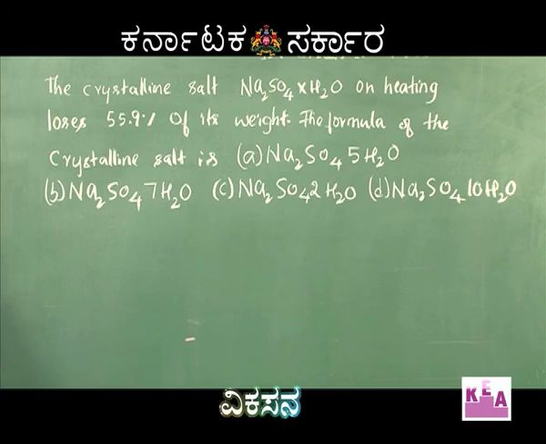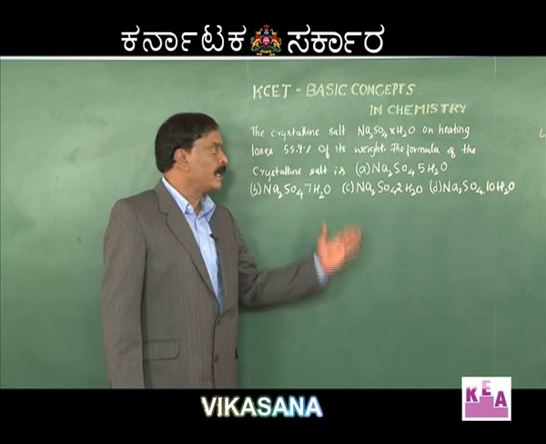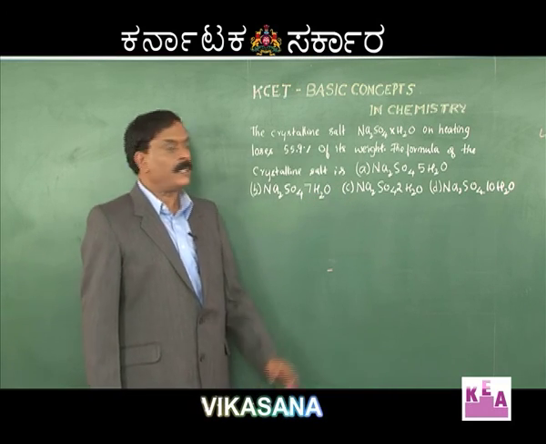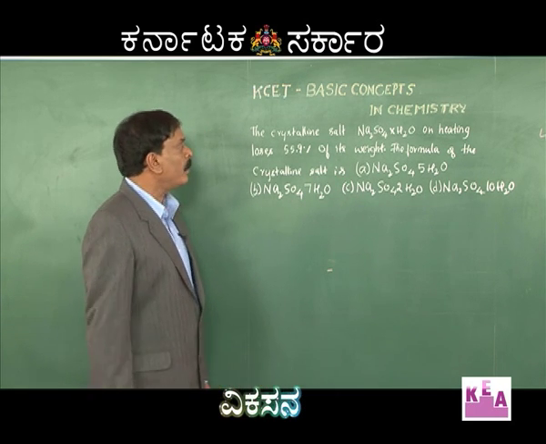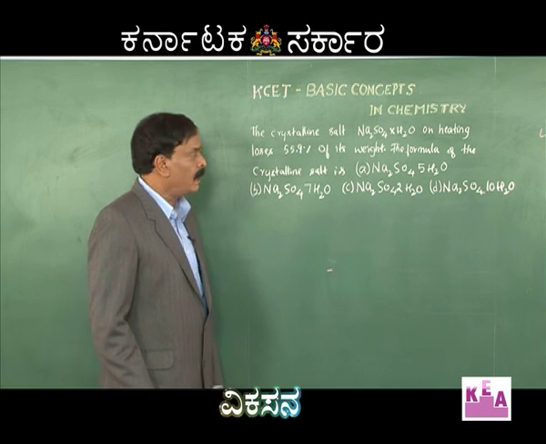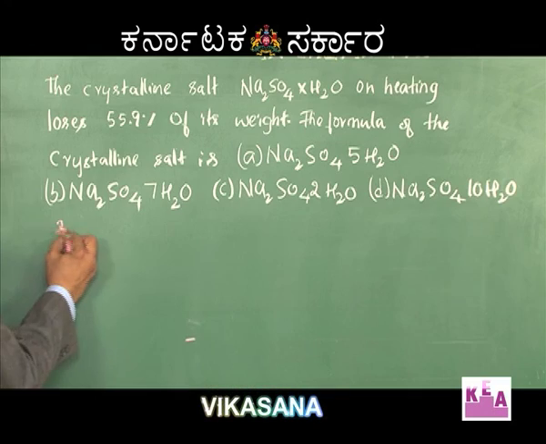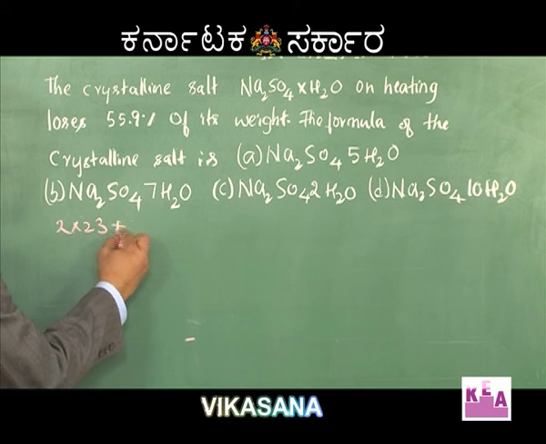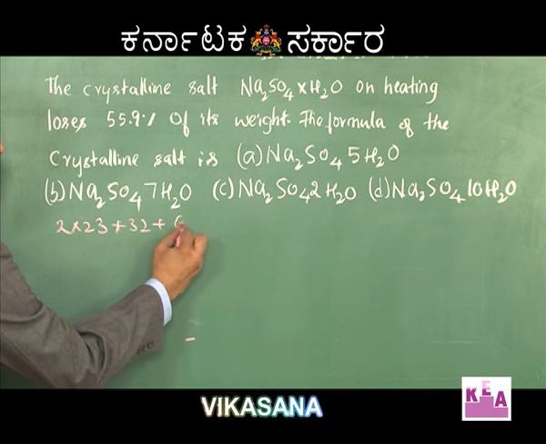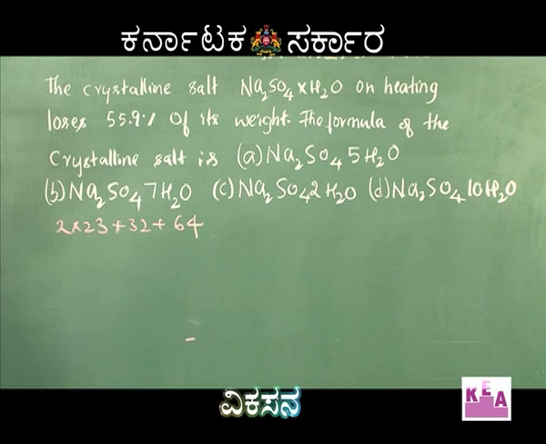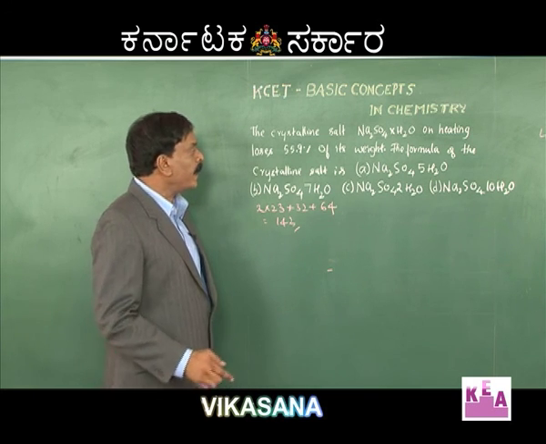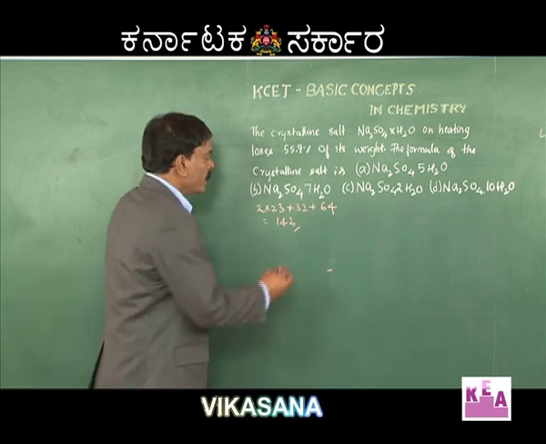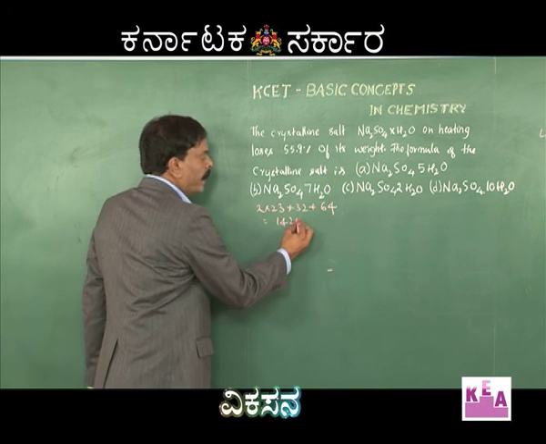So let us find out the ratio of the mass of the anhydrous salt as well as the water of crystallization. For that we need to know the molecular mass of sodium sulfate. The molecular mass of sodium sulfate is 2 into 23 plus 32 plus 64. Now this turns out to be 142. In option A, it is mentioned as 5H2O. 5H2O means it comes to 5 into 18, that is 90.